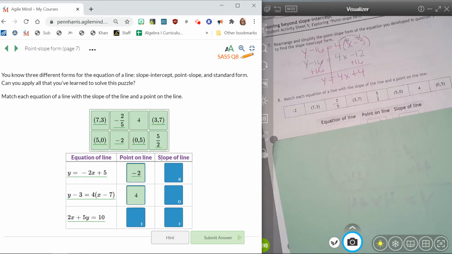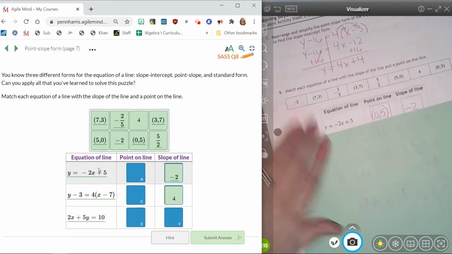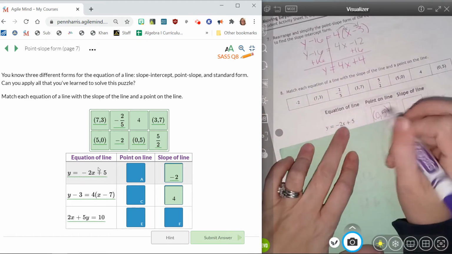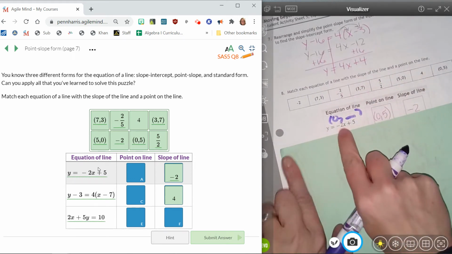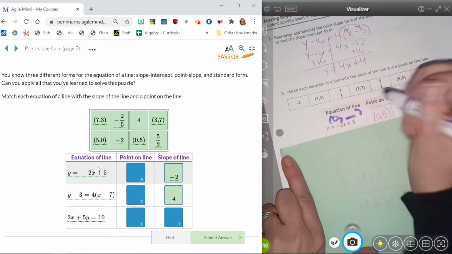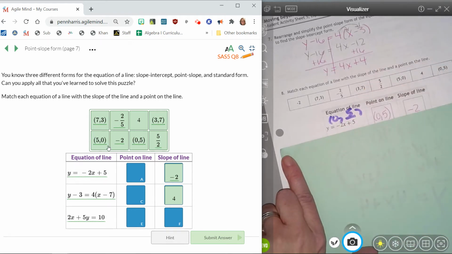Now, on this next problem, all right, let's go back up to this one. Whoops, I put these in the wrong spot, guys. They want to know a point on the line. Well, we can use the y-intercept. As a reminder, on this one, when x is 0, what is y? Well, when x is 0, that disappears. y equals 5. So we're going to use the point 0, 5.